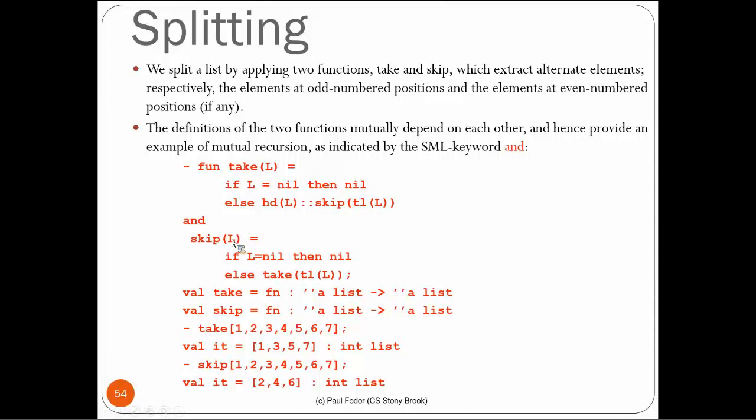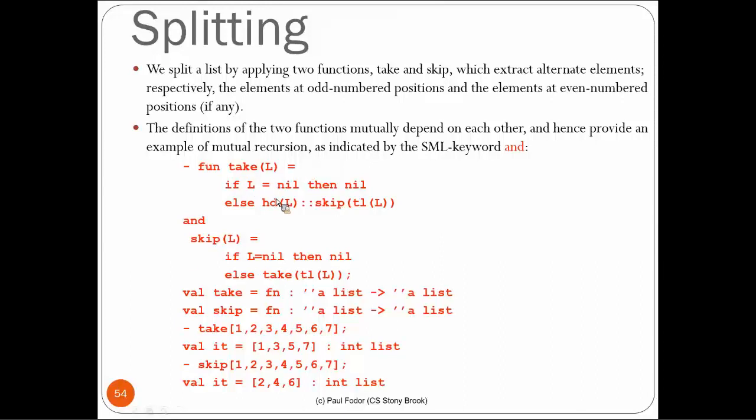Let's see the definition of skip. So skip takes a list L. If the list is empty, again there is nothing else to be returned, so it also returns empty. Else, it invokes the function take on the tail of the list L. So it actually skips the first element, because it doesn't return the head of the list, but invokes take on the tail of the list. So it will return the head of the tail of the list as the first element. And then it will return the fourth element, the sixth element, and so on.